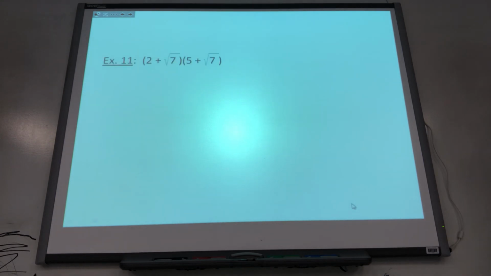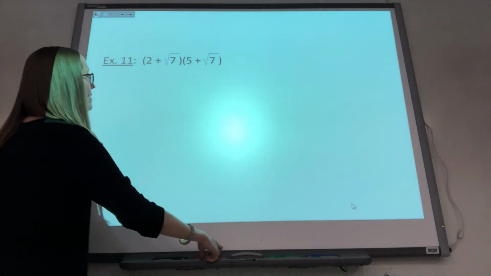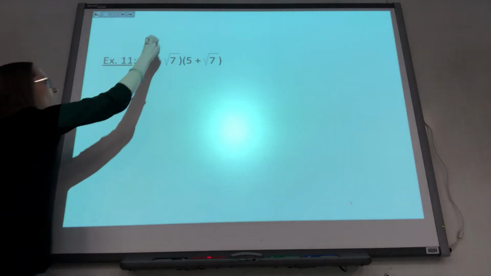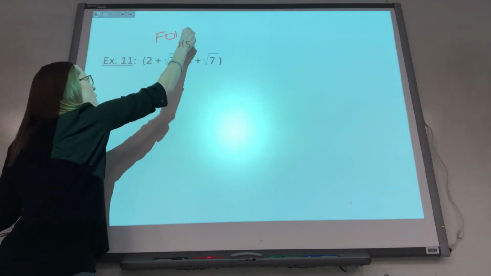Alrighty, 2 more here. Number 11, kind of hard to see those square roots, but it's got 2 plus the square root of 7 times 5 plus the square root of 7. What do we always do in math when we multiply binomials? FOIL. Yes, we FOIL them.